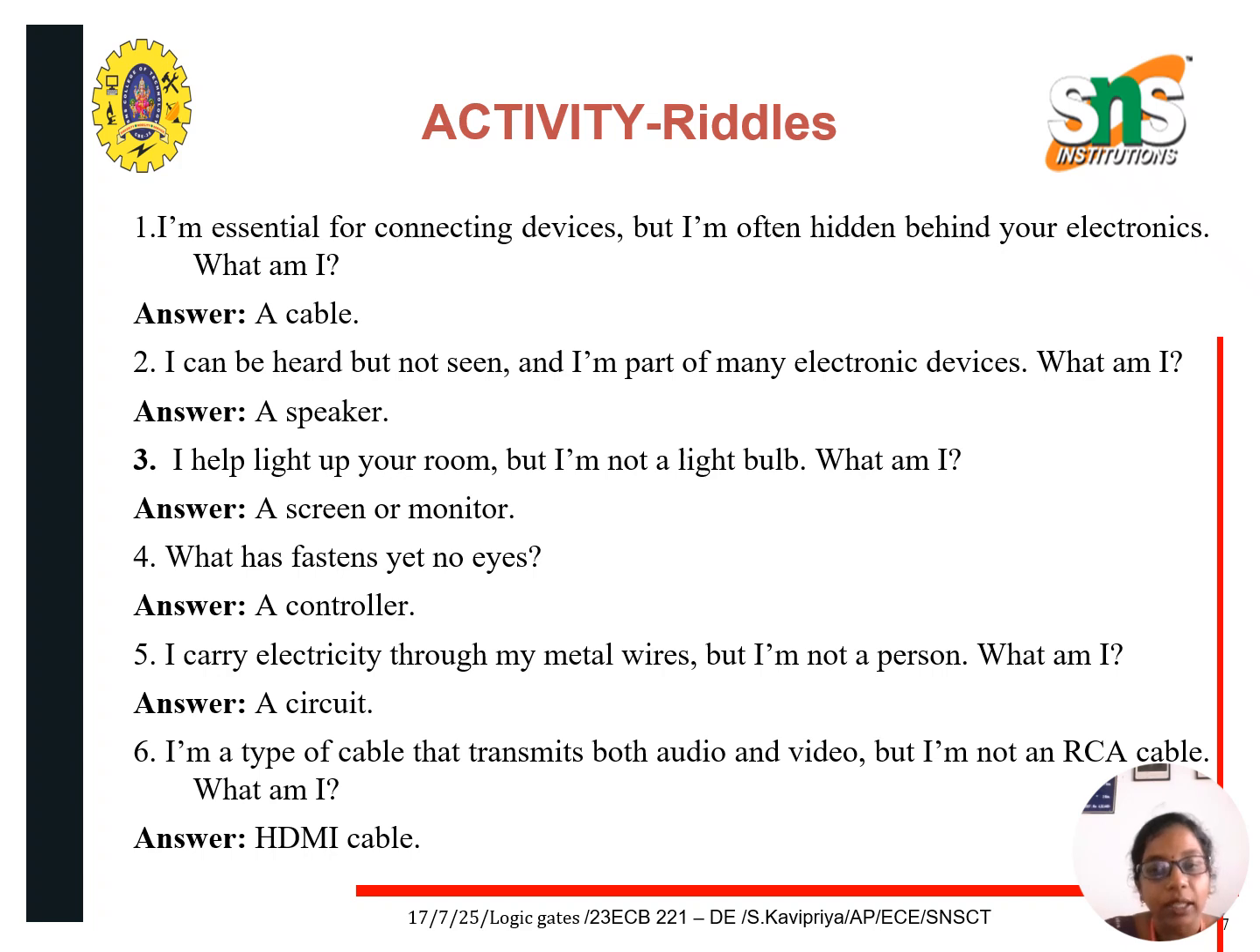Next is the activity, which is a riddle. The device hidden behind our electronics which is meant for connecting devices is a cable. I can hear but I can't see, and I am a part of many electronic devices: a speaker. I help to light up your room but I'm not a light bulb: a screen or monitor. What has fastened yet no eyes: a controller. I carry electricity through my metal wires, but I'm not a person: a circuit. I'm a type of cable that transmits both audio and video: an HDMI cable.